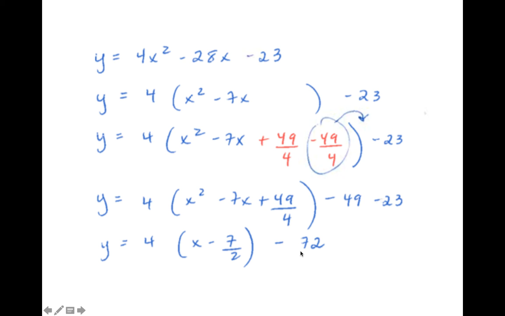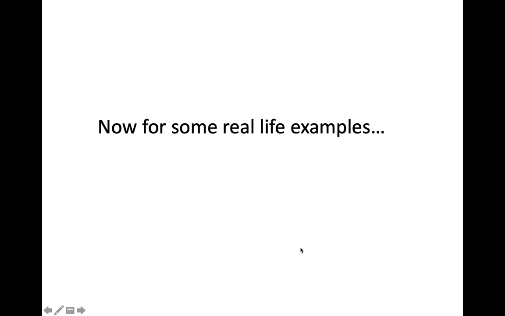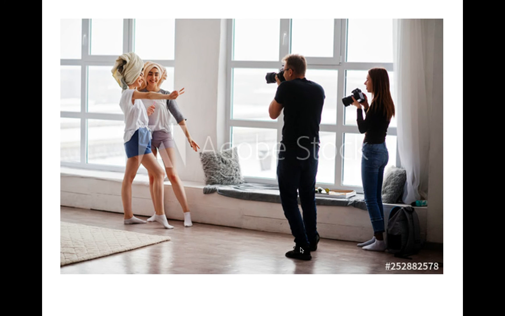And then putting this together, it's minus 72. My vertex would be 7 over 2, negative 72. Okay, so to finish off the video, we're going to take a look at a very particular style of word problem. We're going to be looking at a scenario where a student council is trying to raise some money.